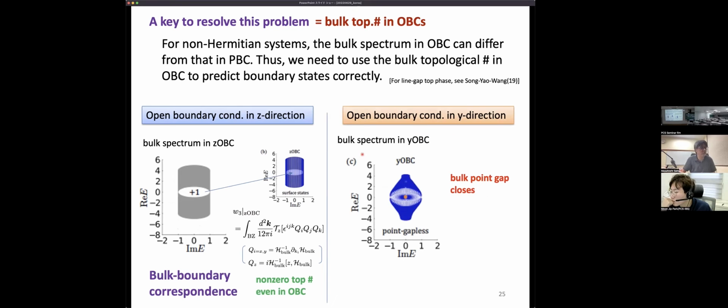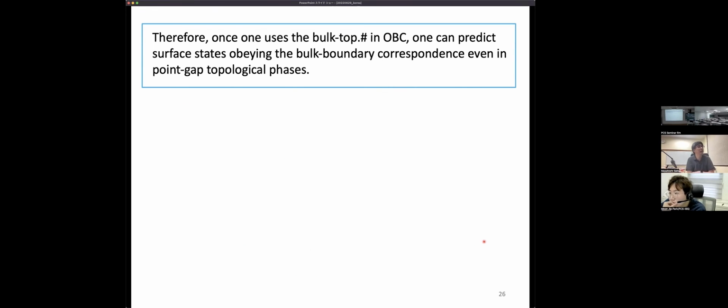In this case, we have a bulk spectrum like this one. As I mentioned before, because of the skin effect, the bulk point gap closes. So this means that there is no well-defined topological number with open boundary condition in the y direction, so that we don't expect a surface state. This is very consistent with the bulk-boundary correspondence. Therefore, once one uses the bulk topological number in the open boundary condition, one can predict the surface state, obeying the bulk-boundary correspondence even in the point gap topological phases.